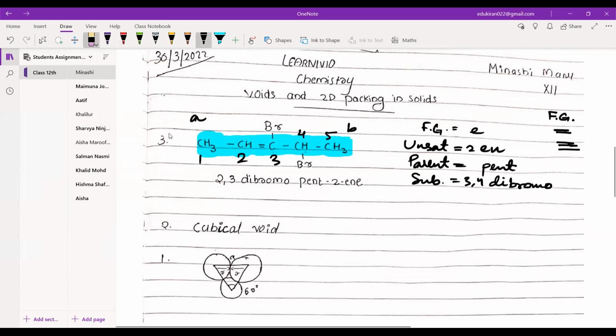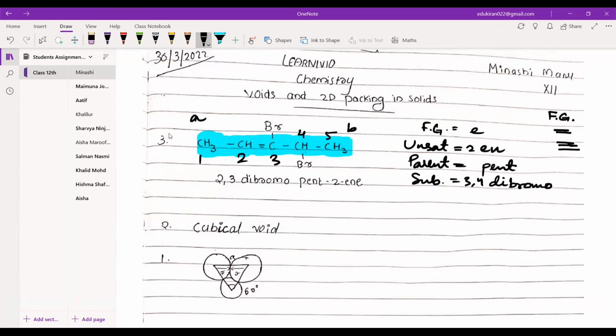See Minashi, pent means 5 carbon atoms, and then you are saying 2 en. So 2 en will be like this. Then you are saying 2 bromo, 3 bromo. So this is the structure you are talking about. 1, 2, 3, 4, 5. Have a look once, Minashi. This is the structure that you are talking about and our structure is a bit different, right? Yes, sir. Okay. So this will be 3, 4.